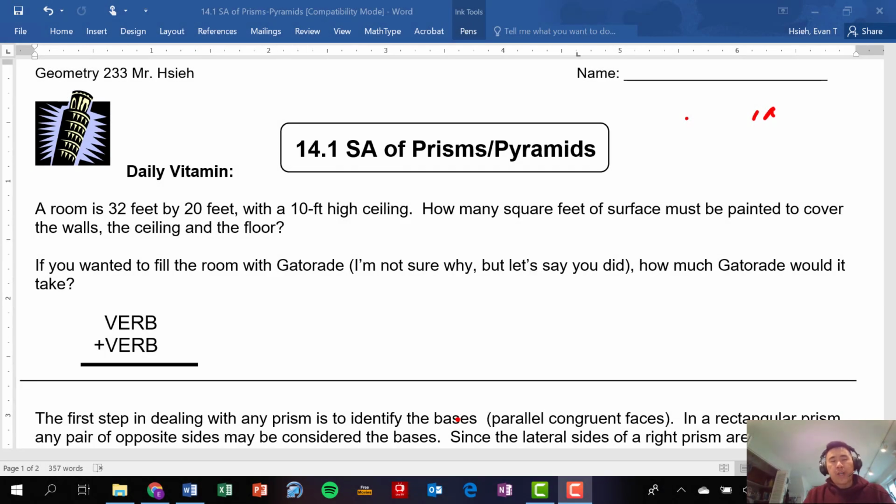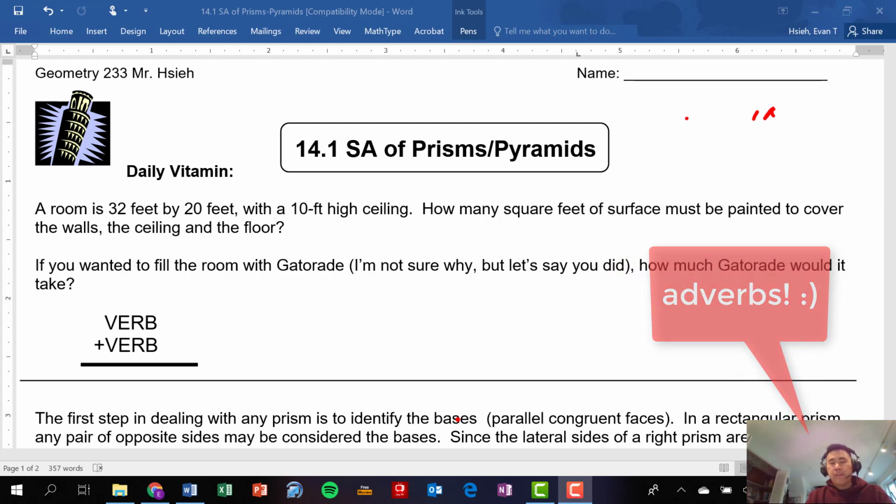Okay, moving on to chapter 14. Chapter 14 is our first real three-dimensional chapter. All the figures are going to be three-dimensional shapes. And the first half of the chapter is going to be surface area. The second half is going to be volume.